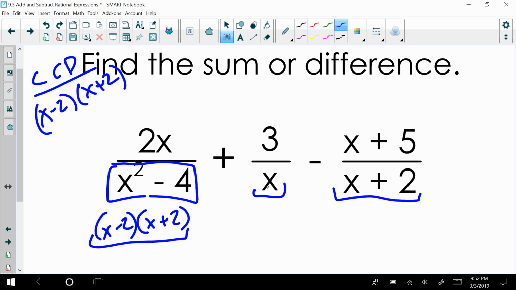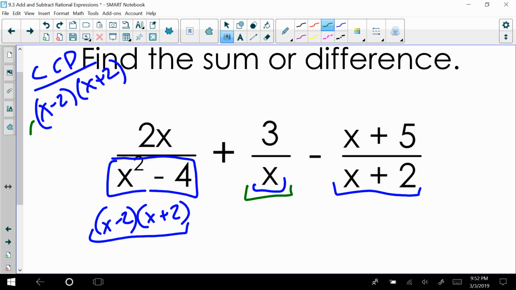Now, if I go to this next fraction, this x is missing all of this. Oh, well, this is also missing an x, so I know an x is going to be there. Okay, well, great. Now move over here to x plus 2. Is my LCD up here missing x plus 2? No, it hasn't.